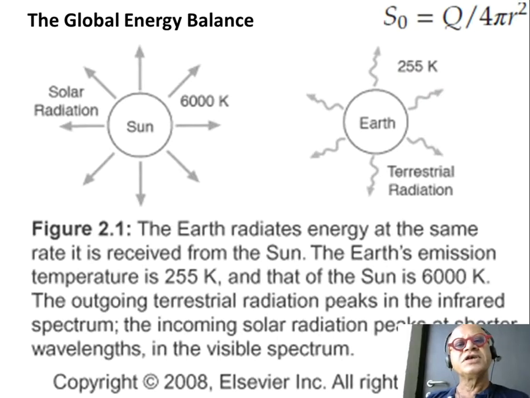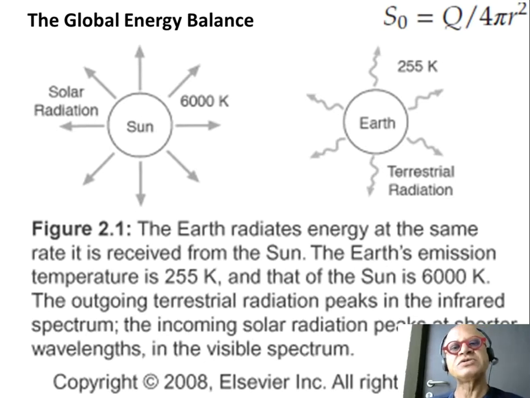Let's look at the simple facts about global energy balance. The Sun is emitting at a mean average temperature of 6,000 Kelvin. Temperatures are much higher as you go inside, but the Earth is radiating, on the other hand, at 255 Kelvin. So 6,000 Kelvin versus 255 Kelvin.